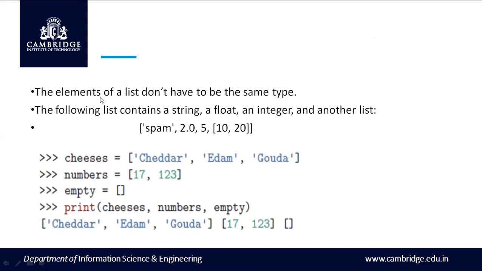The elements of a list need not be of the same type. Here is an example of different types of elements in a list. The first is a string, and the second item is a floating point. The third item is an integer, and the fourth item is a special one: a list within a list. Here we have a list with 2 items present in this list. This is called a nested list. It is a list within a list.